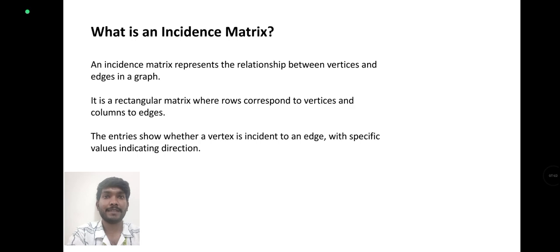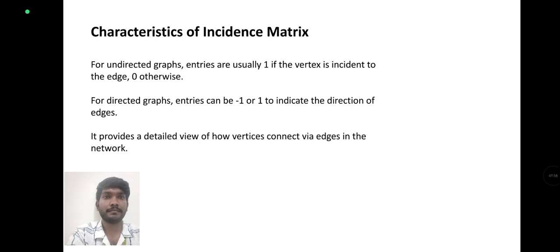What is an incidence matrix? An incidence matrix represents the relationship between vertices and edges in a graph. It is a rectangular matrix where rows correspond to vertices and columns to edges. The entries show whether a vertex is incident to the edge, with specific values indicating direction.